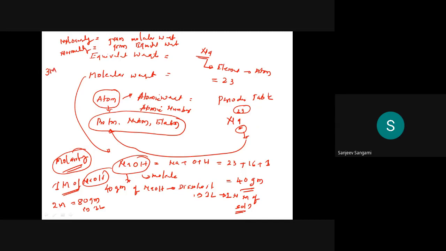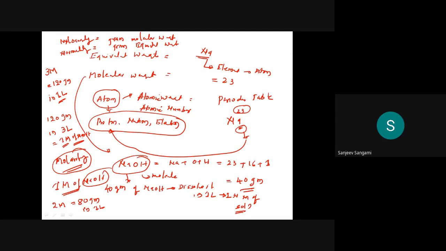If I want to prepare 3 molar, then I have to go with 120 grams in 1 liter. Similarly, if I dissolve 120 grams in 3 liters, then I'll get 1 molar NaOH only. So this is how we calculate molarity. Molarity is always the gram molecular weight of the substance dissolved in distilled water. This is the related concept.